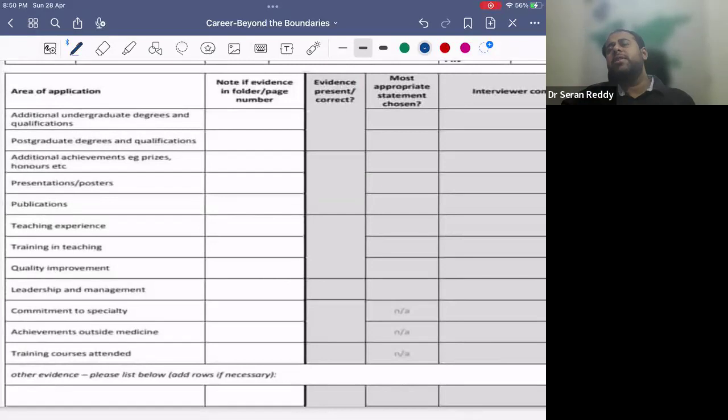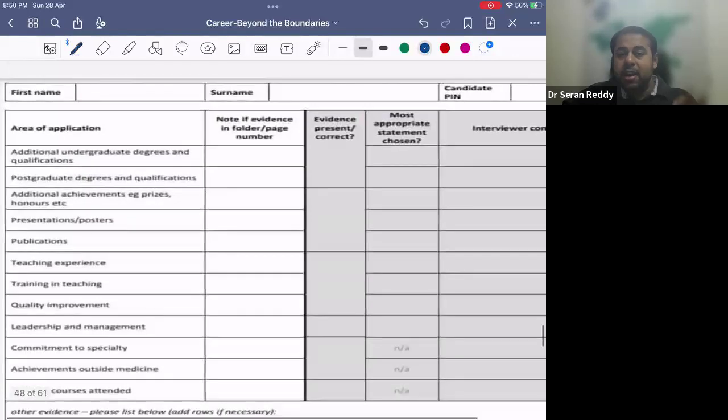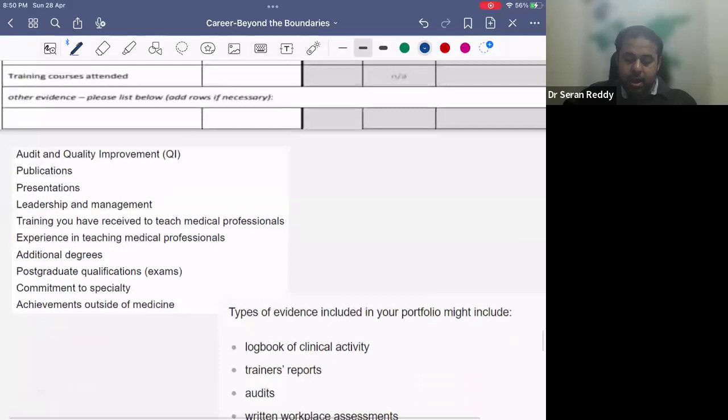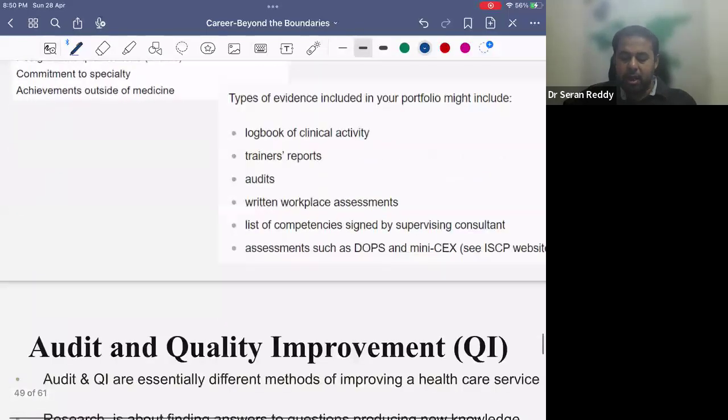Tomorrow you say, I'm interested in medicine. What have you done in medicine? And any achievements outside medicine, like training courses attended, such as BLS and ACLS. All these things make up the portfolio; this is a direct snapshot from the UK portfolio. Again, reinforcing: audits, quality improvement, publications, presentations, leadership and management, training, experience in teaching professionals, additional degrees, all these things are very, very important.